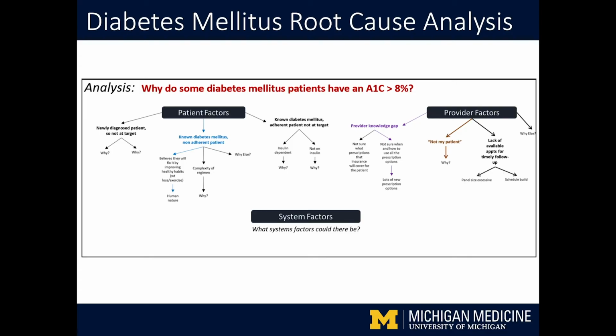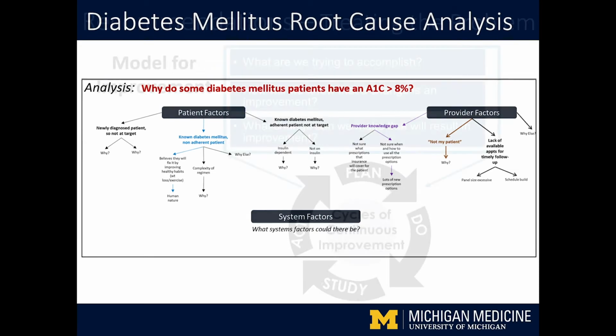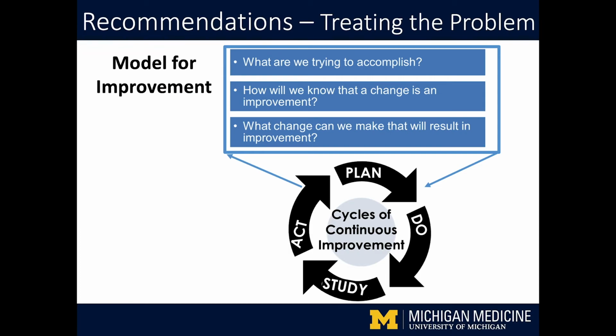Shown here is a draft analysis of our problem of patients with diabetes mellitus having A1C over 8%. Several possible reasons are listed, and one shows how a 5 why analysis can lead you to a more nuanced understanding of the root causes. If time allows after the video, talk about other factors that could be contributing to the problem at the system, provider, or patient levels. In QI terms, a recommendation or countermeasure is one idea for a change that could move you closer to your goal.